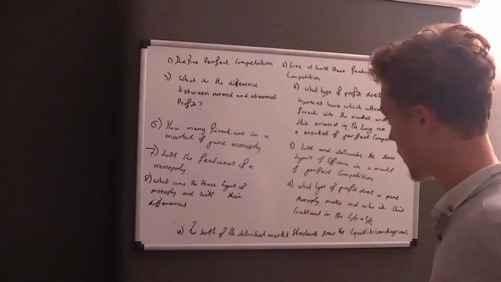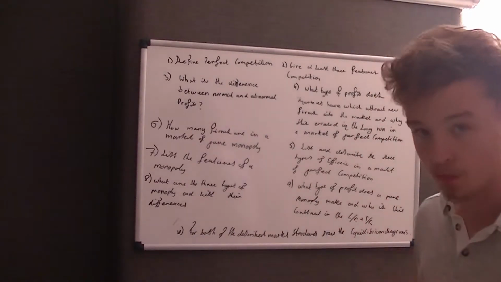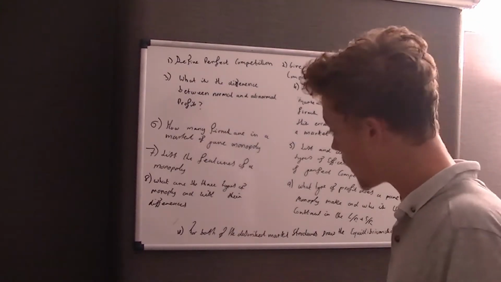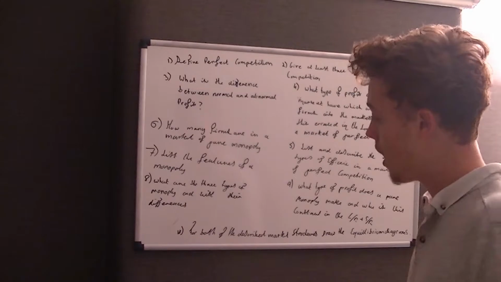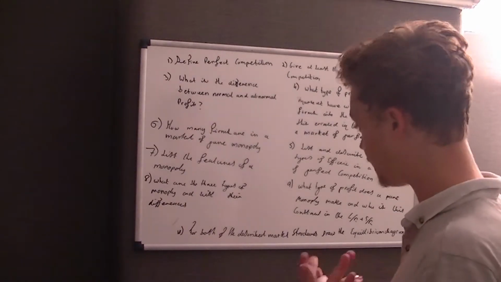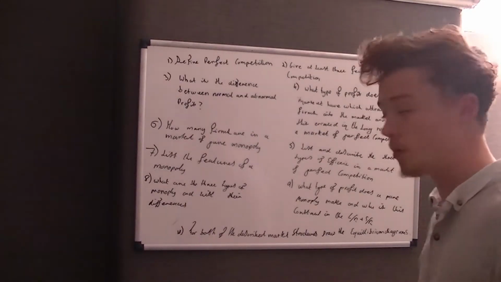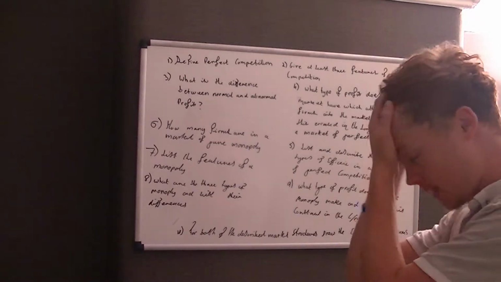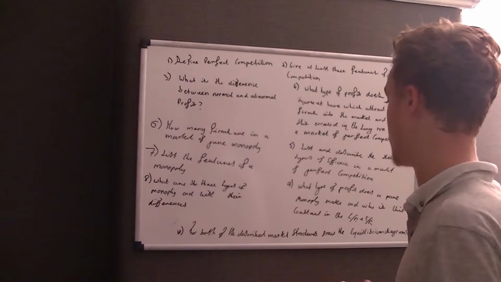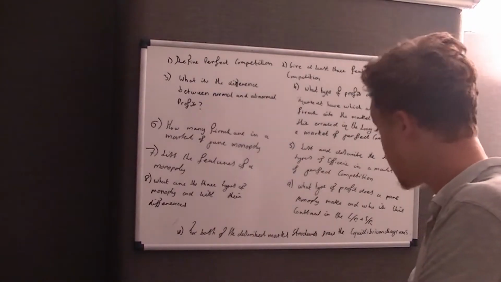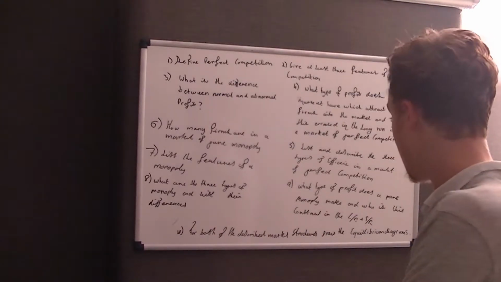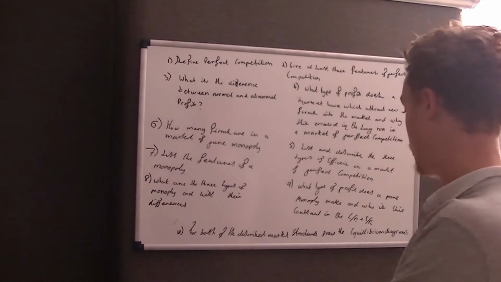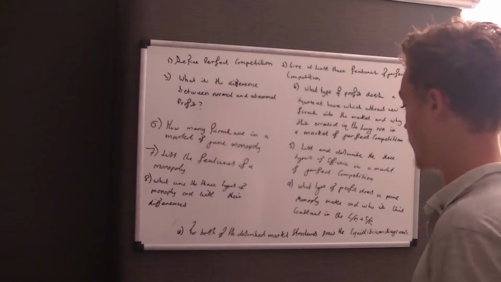Number 7, list the features of a pure monopoly. And then number 8, what are the 3 types of monopoly? I don't want to give them away, but they're not necessarily totally different markets. As I said, I don't want to give too much away. Number 9, what type of profit does a monopoly make in terms of pure monopoly, and why is it constant in the long run and short run? Again, we'll explain that later on.